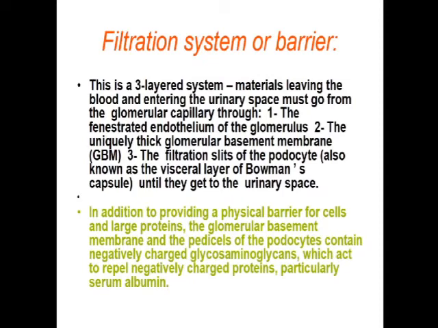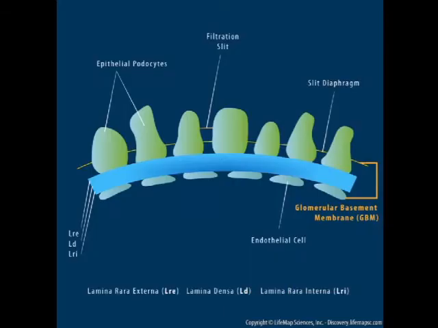In addition to providing a physical barrier for cells and large proteins, the glomerular basement membrane and the pedicels of the podocytes contain negatively charged glycosaminoglycans. So they repel the negatively charged proteins, particularly serum albumin, so it prevents albuminuria. All the negatively charged molecules are not allowed to pass through the GBM.